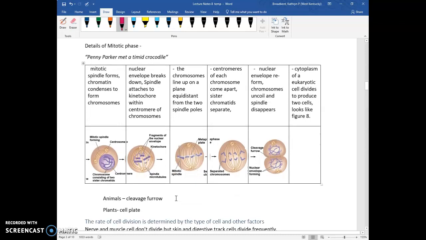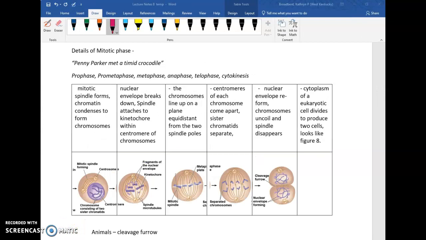These are the details of the mitotic phase. And the way I teach you to remember this is Penny Parker met a timid crocodile. And hopefully that'll help you remember. The first part is prophase, pro-metaphase, metaphase, anaphase, telophase, and cytokinesis. So Penny Parker met a timid crocodile. You can remember the stages of mitosis.